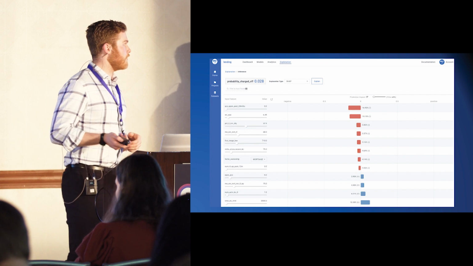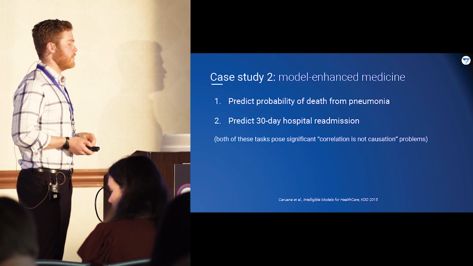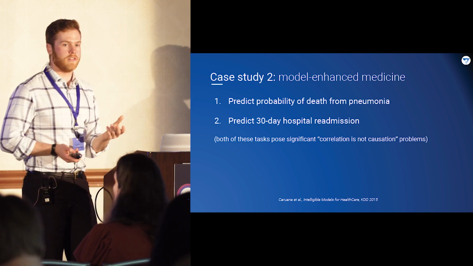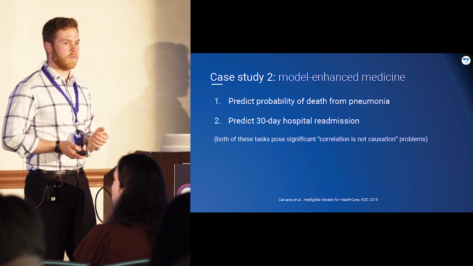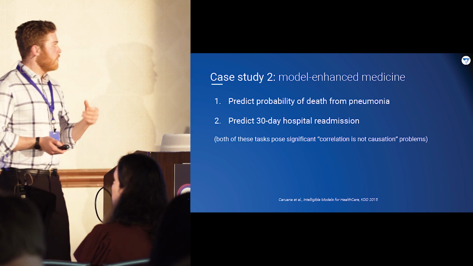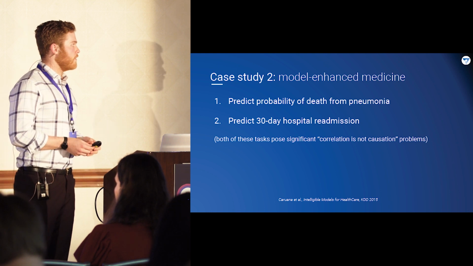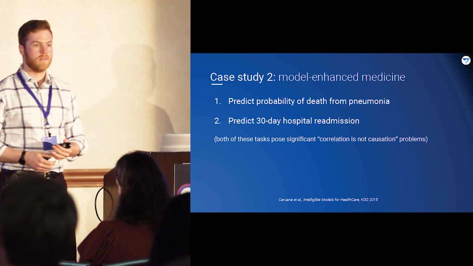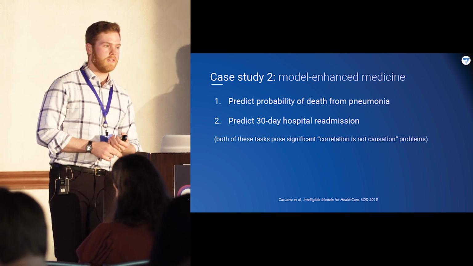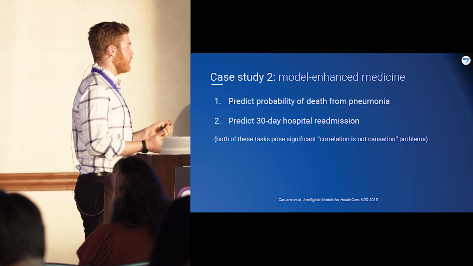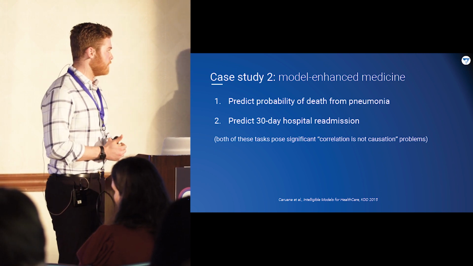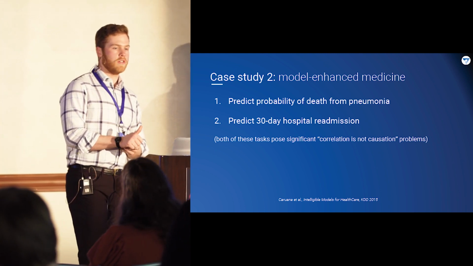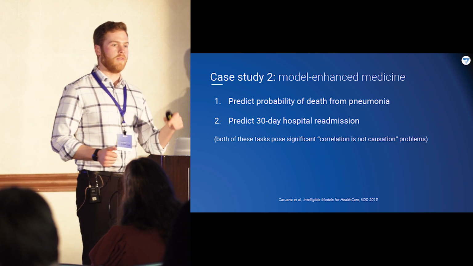But for the case of diversity of examples, I'm going to move into another case study in which maybe black box explanations is not the best way, and show you some of the limitations or things to be aware of when you're applying these methods. So here, we're thinking about model-enhanced medicine. One example might be predicting death from pneumonia, or predicting after 30 days whether someone will be readmitted to the hospital. And both of these things pose a significant risk of what I call correlation is not causation problems, where the model will learn something that's correlated to the outcome, but that actually human intuition will flag as not the right thing to do when you're actually using the model.